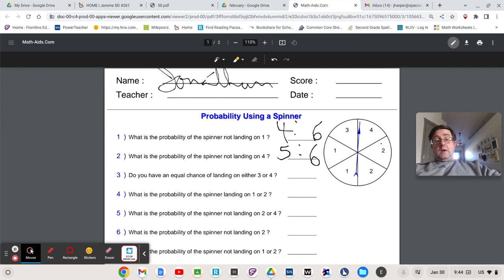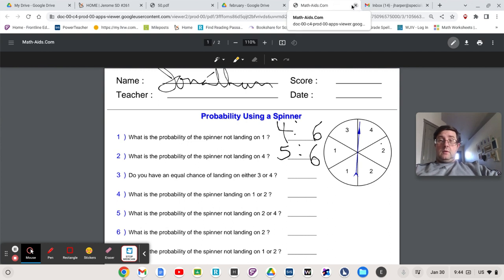So, this is a way of writing it. 4:6. And that's a way of writing probability. You can also write 4 out of 6, or you can write it as a fraction, 4/6. Because you have 4 out of 6 chances. You should get them. So, we're going to go on to our next one.